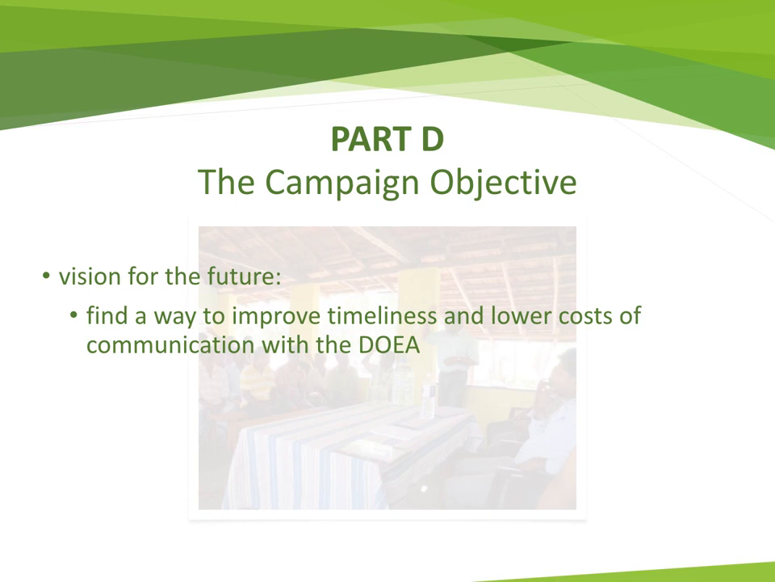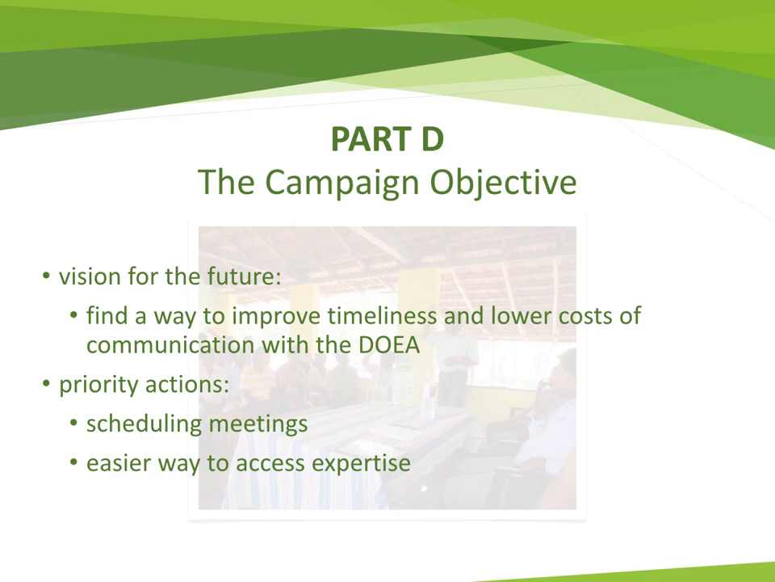This vision helped the community classify its priority actions into 2 categories. The first category was messaging to schedule meetings and provide information updates. The second category was to find a better way to access expertise. This would make it easier for members to contact DOEA with questions related to pest management, cultivation techniques, and so forth.